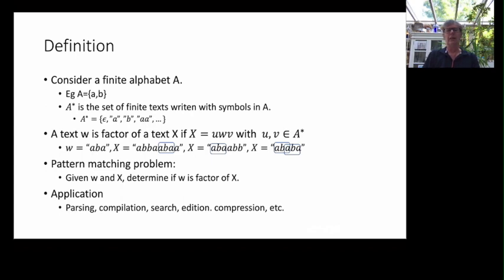We consider a finite alphabet, for example, a binary alphabet, and we define a factor of the alphabet as a set of consecutive symbols. Pattern matching is, given two sequences, a short one, W, and a longer one, X, to determine if W is a factor of X, and how many times it appears in X. It has several applications: parsing, compilation, search, compression, and so forth.